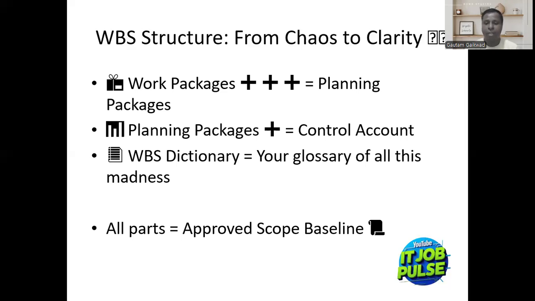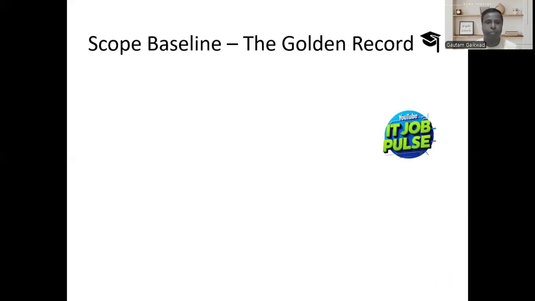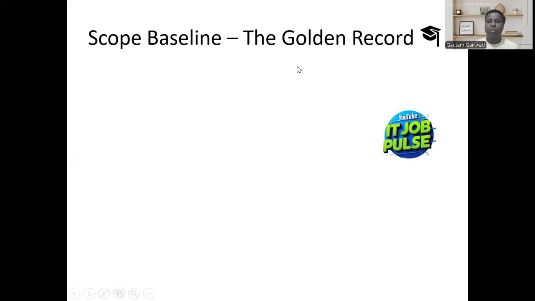We cannot change anything in waterfall. Okay. But in Agile Scrum, it does not work that way. Yes, we have a high level scope, but we all agree by mutual agreement that this is not the final scope. This is not the final work. It will change. It is evolving. It is an iterative activity. Scope baseline, the golden record.